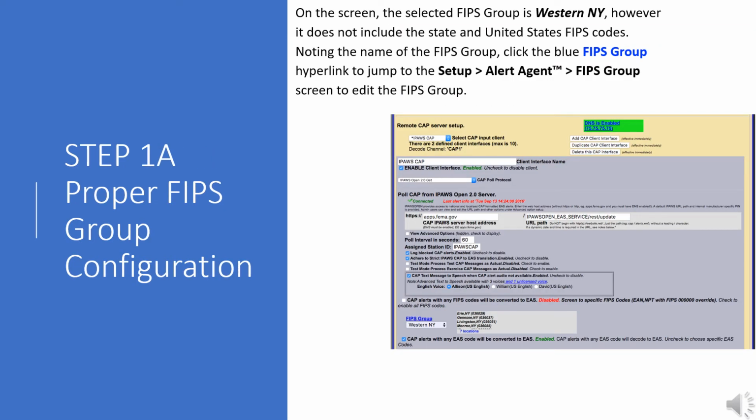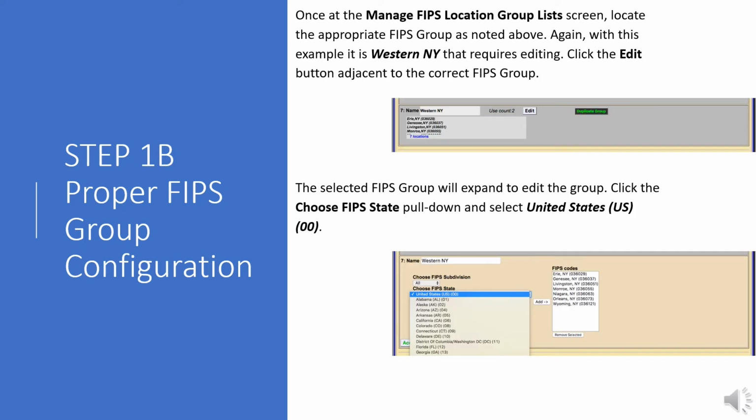On the screen, the selected FIPS group is Western New York. However, it does not include the state and United States FIPS codes. Make sure to keep note of the name of the FIPS group. You're going to click the blue FIPS group hyperlink to jump to the Setup, Alert Agent, FIPS group screen to edit the FIPS group. Once at the Manage FIPS Group Location Group List screen, locate the appropriate FIPS group as noted above. Again, with this example, it is Western New York that requires editing. Click the Edit button adjacent to the correct FIPS group.